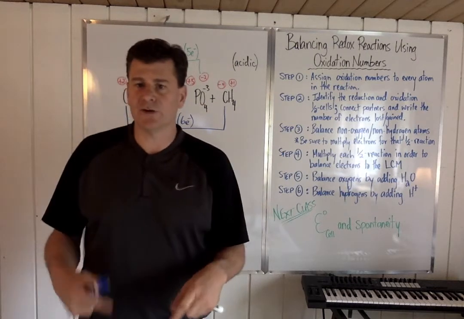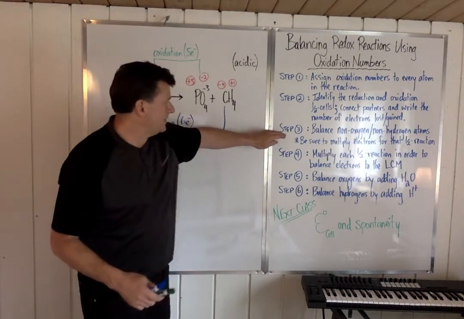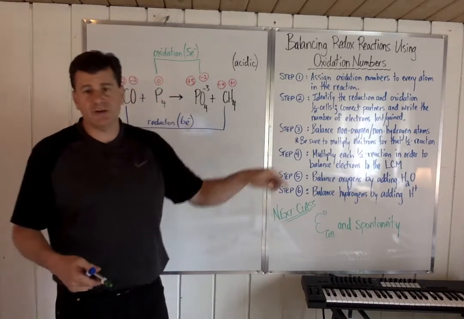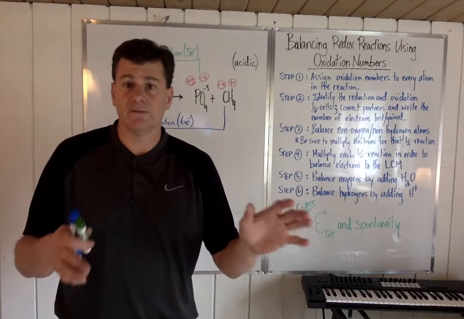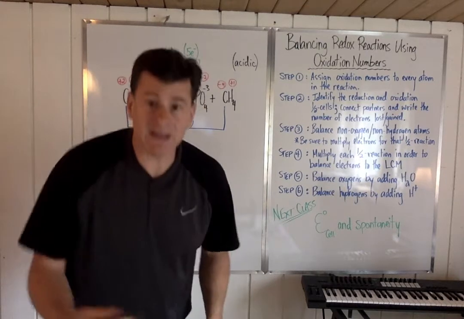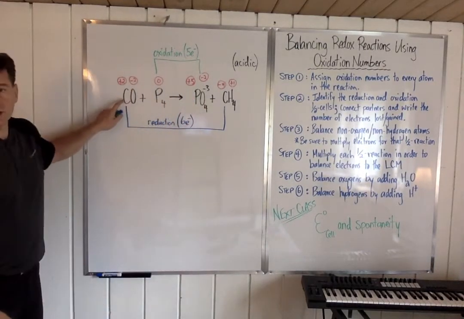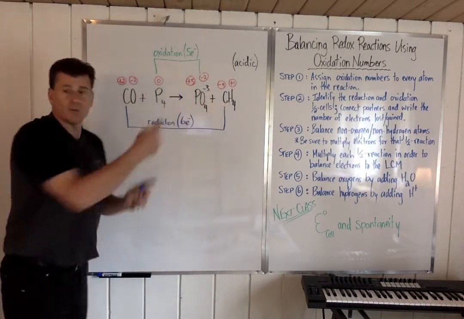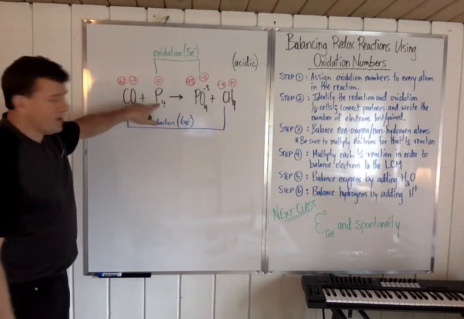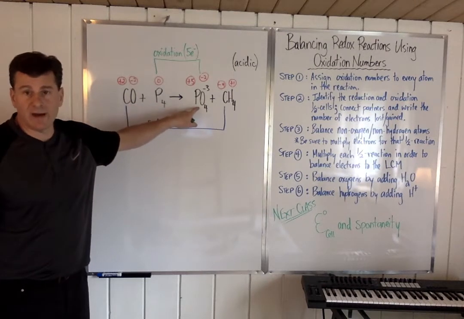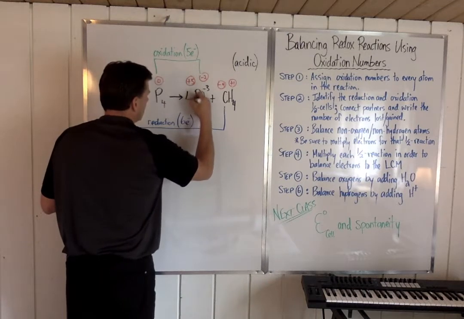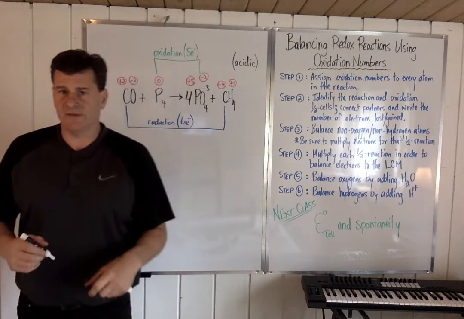Okay, and this is a critical one, but you'll notice that after I said balance the non-oxygen, non-hydrogens, I said be sure to multiply the electrons by that factor as well. So let's look at the carbons. There's 1 carbon on this side, there's 1 carbon on this side. So they're 1-to-1, they're already balanced. I don't need to touch that one. But the phosphorus, there's a 4 there and there's a 1 there, which means that you have to put a 4 in front of the phosphate.